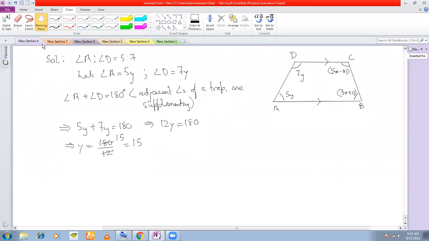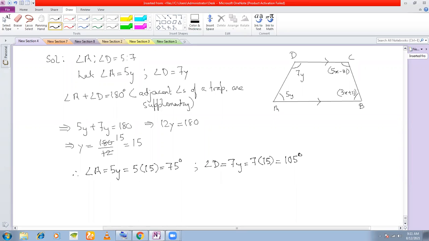So what is angle A? Therefore angle A is equal to 5y. 5 into 15, which is equal to 75 degrees. And angle D is 7y. 7 into 15, which is equal to 105 degrees. So we have got two angles of the trapezium, right? Now we want to find the other two angles, angle B and angle C.